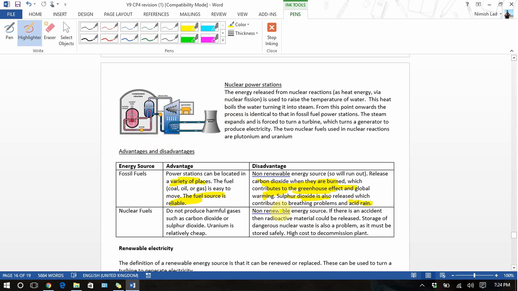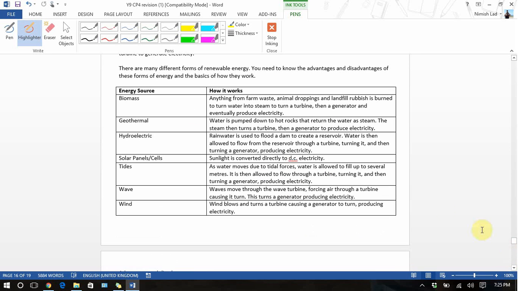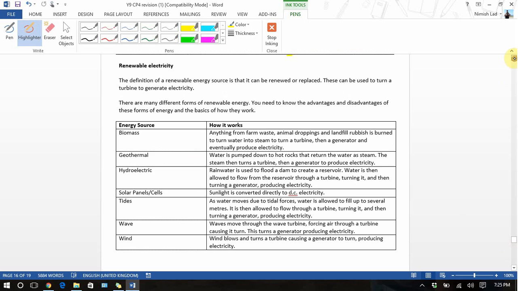Nuclear fuels, they're non-renewable. They're going to run out one day, and the accidents are dangerous. Okay, it could be a high cost to actually decommission this, but they don't produce any harmful gases like carbon dioxide and sulfur dioxide. If we think about renewables, these renewables can be replaced one day. Okay, they're not going to run out, and that means that they're conserving fossil fuels. That's great.